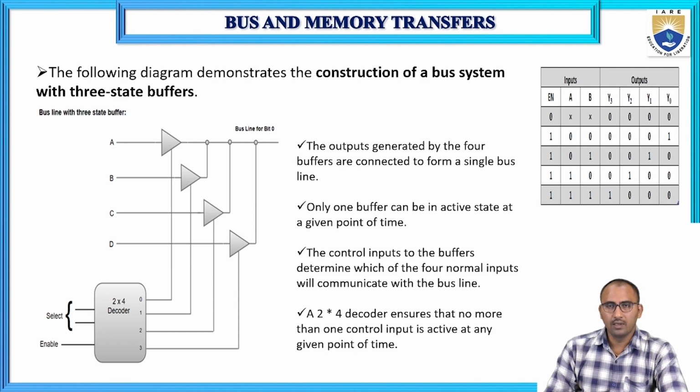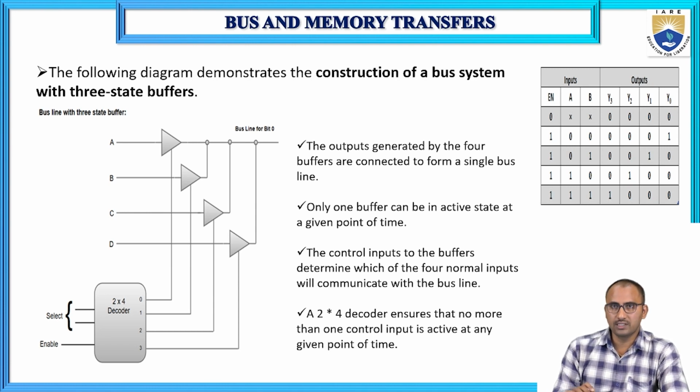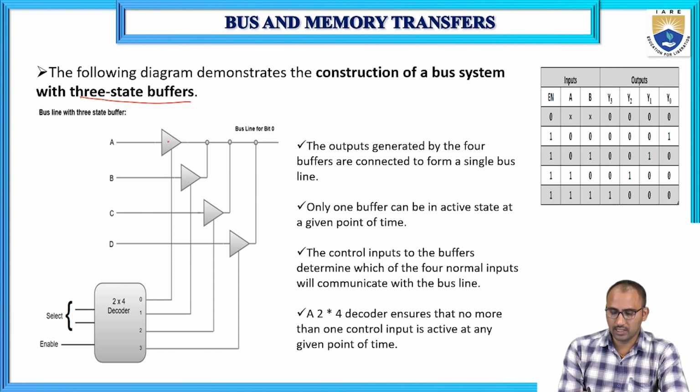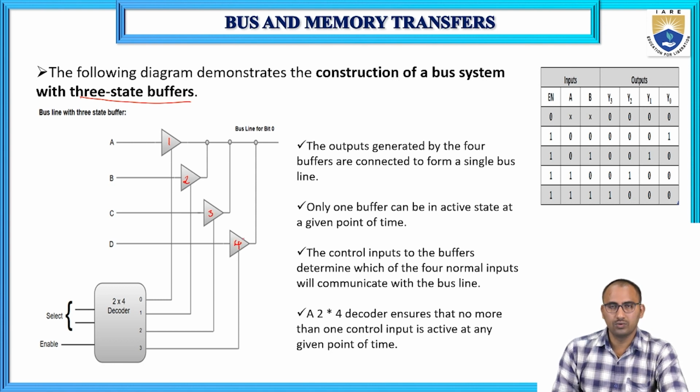So this is a diagram. It demonstrates the construction of the common bus system with the 3-state buffers. So here we can see, in order to construct a common bus system, we are using 4 tri-state buffers. This is tri-state buffer 1, 2, 3, 4. So in total we are using 4.